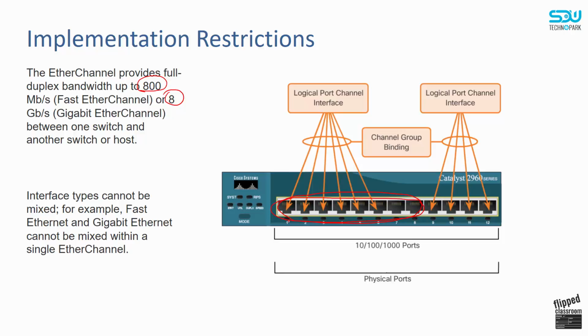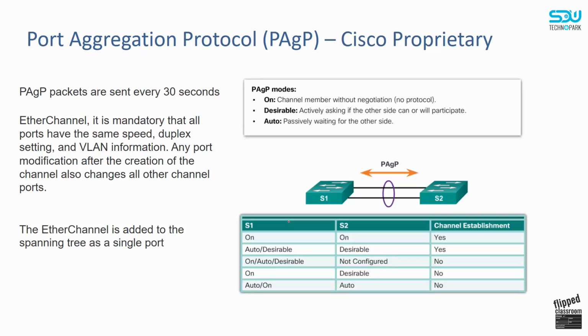You have to be sure that all ports, if they are trunk ports, are configured as trunk ports, and that all of them are configured with trunks which are allowing the same VLANs, or you will have a problem in your EtherChannel creating process.